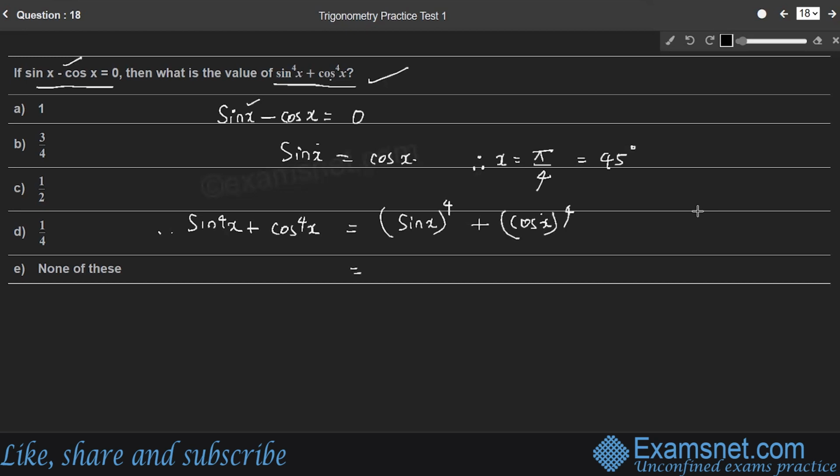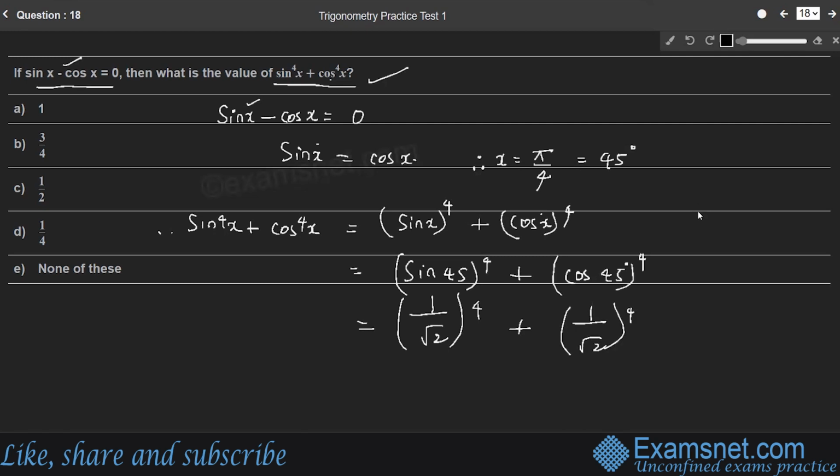So what is sine x? Sine 45 degree to the power of 4 plus cos 45 degree to the power of 4. Right? What is sine 45? 1 by root 2. Right? Raised to 4 plus cos 45 is also 1 by root 2 raised to 4.